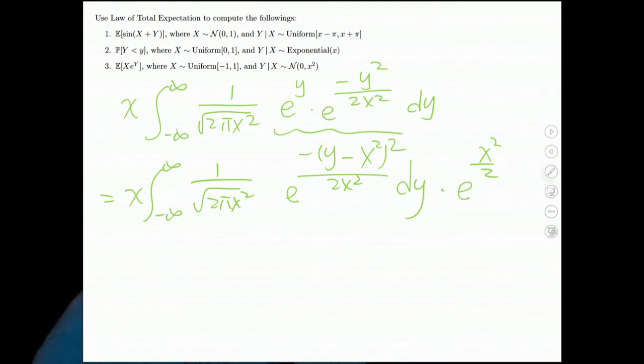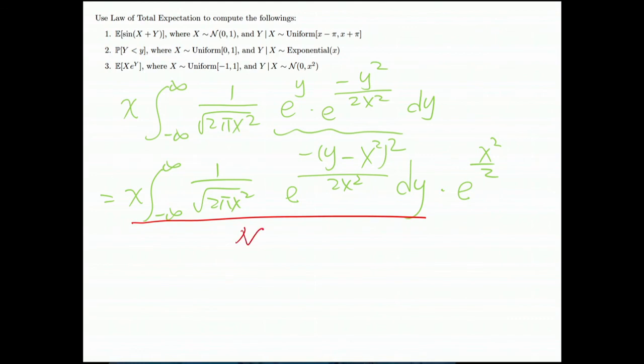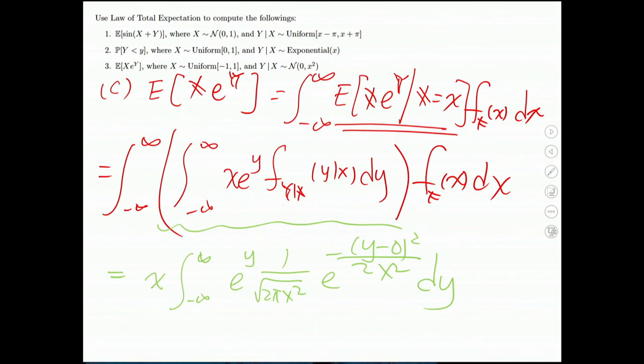Now this is just a normal distribution with x squared mean and x squared variance. And taking the integration, this is 1. So now I have x times e to the x squared divided by 2. This is just for this part. So it's x times e to the x squared over 2.